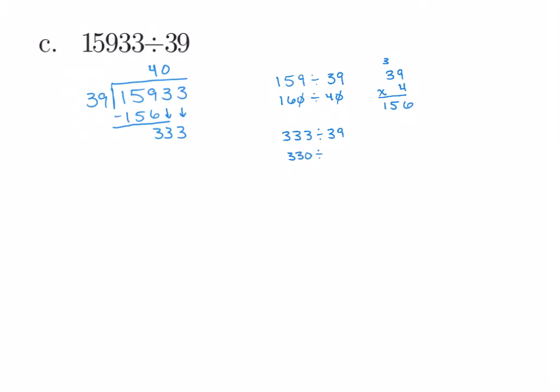If we do this, we get 330. We're going to round to get rid of one digit. We round 39 to 40. 4 goes into 33 8 times. So now if we multiply 39 times 8, we get 8 times 9 is 72. 8 times 3 is 24, and 24 plus 7 is 31. This is smaller than 333, so we can subtract, and we get 3 minus 2 is 1, and 3 minus 1 is 2. This is smaller than 39, so we did our division correctly, and we have a remainder of 21.